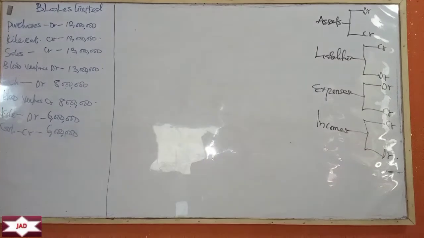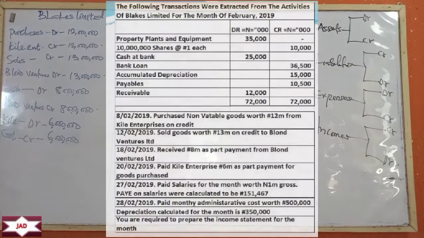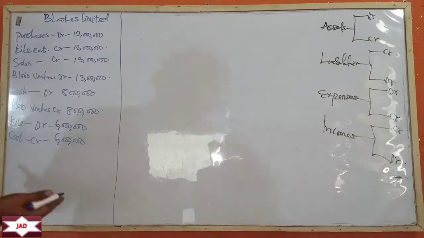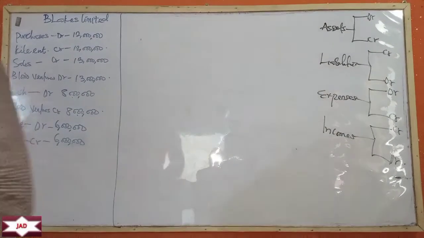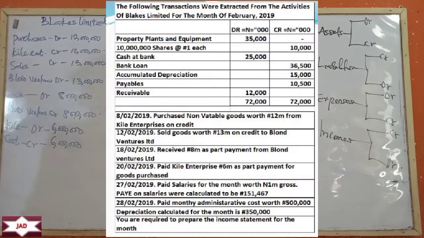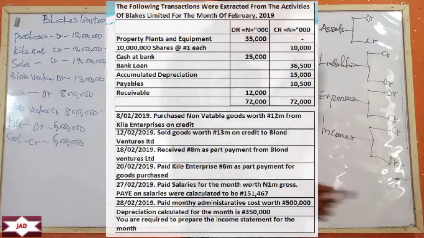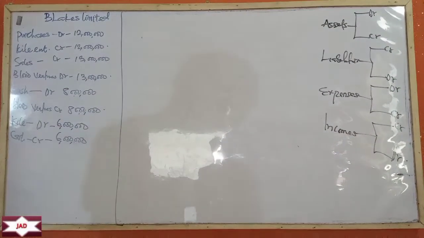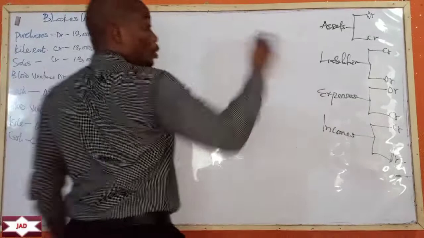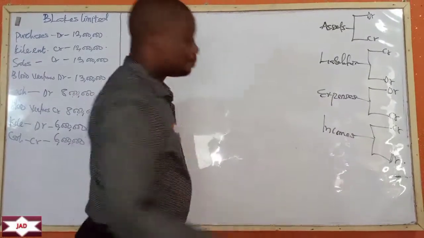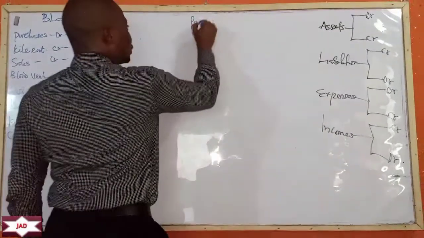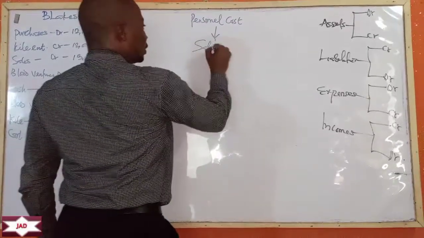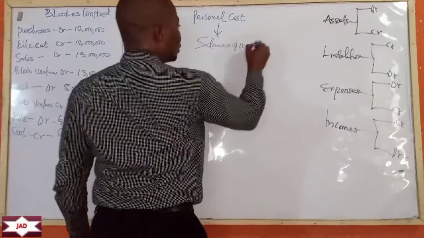Right? So what's the next one? Paid salaries for the month worth 1 million naira gross. Of course, you're paying salaries, right? Remember, you're accounting for what? For personnel costs. So you can take that class to understand this perspective. Remember, I told you that your personnel costs is more like your salaries and wages.